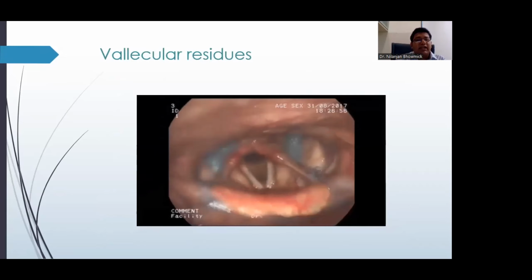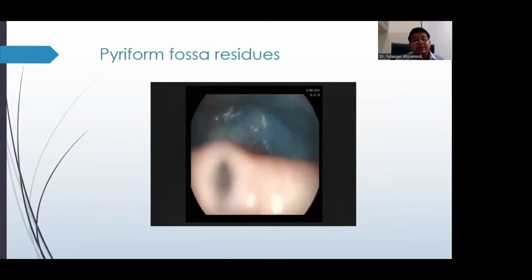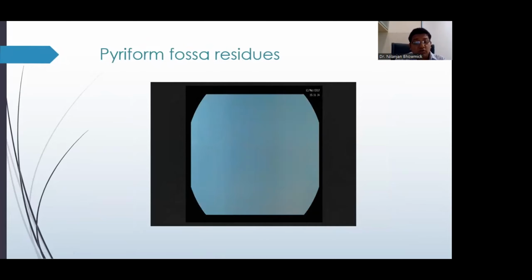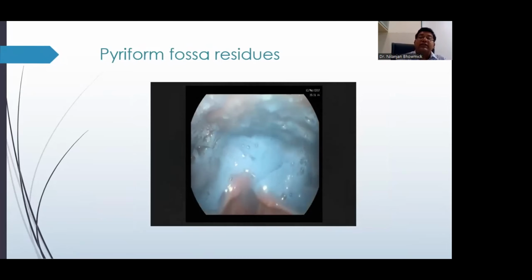This here is a video of pyriform fossa post-cricoid residues where you'll notice that the larynx is not elevating sufficiently. As a result of this, the cricopharynx does not open up, and because of which there is food piling up in the pyriform fossa and post-cricoid region. Now, this is dangerous from the viewpoint that as the food keeps on accumulating in the pyriform fossa post-cricoid, a part of the feeds can start spilling over into the laryngeal vestibule, causing penetration.